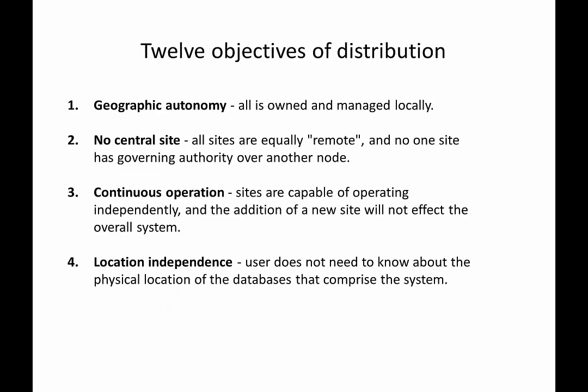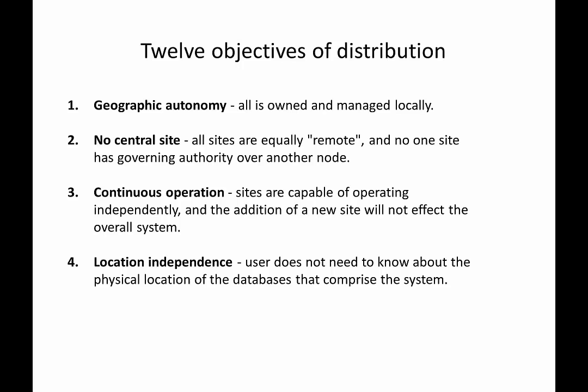12 objectives of distribution. Okay, so this is just really a list. So when you talk about a distributed database, what are the principles of a distributed database? Well, geographic autonomy. So the general idea is that, okay, we've got OS data, we're bringing together local authority data, land registry data into one place, but that data that's being integrated together remains owned and managed by the individual organisations. There's no copy of it here. So geographical autonomy of the data.